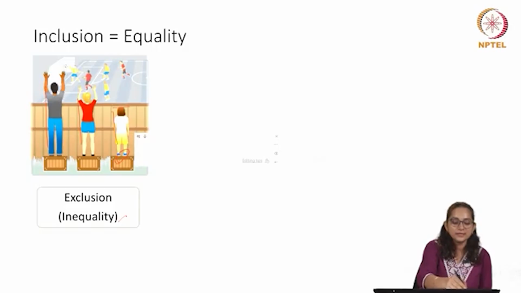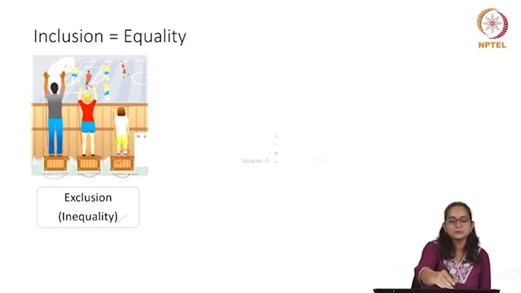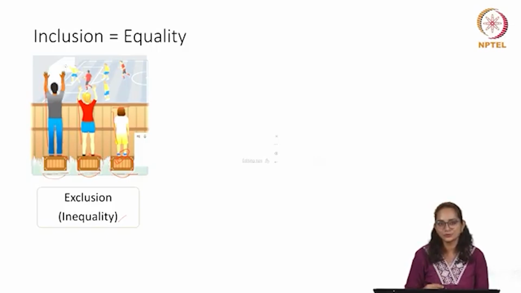And if we give the same product to each one of them without understanding their specific needs, we designed a product, we gave the same one to each one of them, assuming that, okay, we will be equal in our approach, but still it is unequal because all of them are not able to access the information or the match. So it is also exclusion as well as inequality.